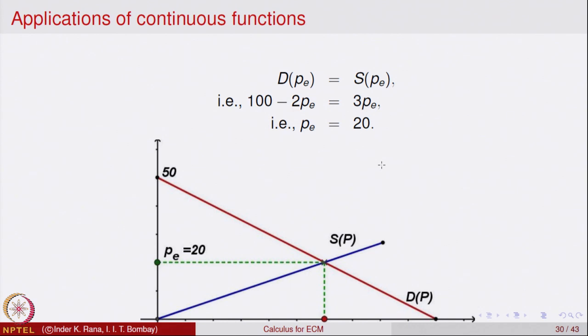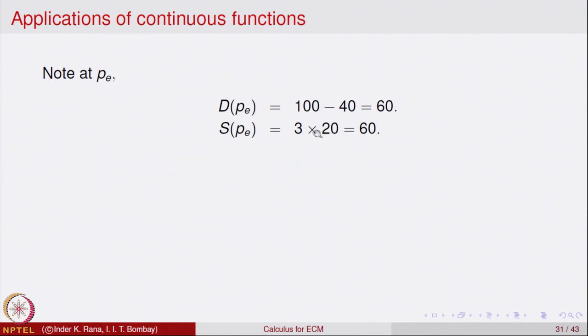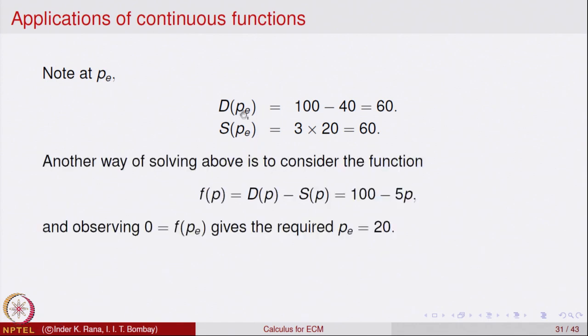Let us look at another way of solving this. Let us look at those two equations at the price when P E is equal to 20. You get both demand and supply to be equal to 60. Another way of solving this would be to consider a new function f of p, defined as demand minus the supply.